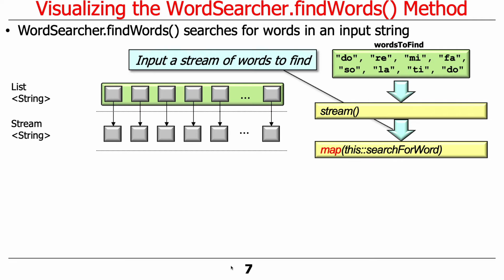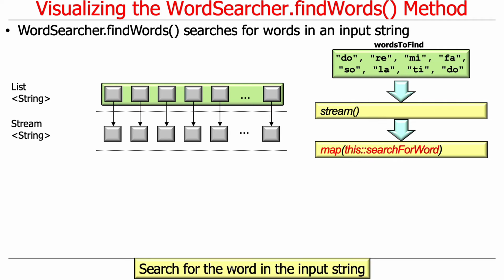Next, we're going to use the map method. And map is a very common, very important method. We'll talk more about map here in a minute. But map basically says, for every element in the input stream, apply a mapper function, which is called search for words. And what that will do, as the name suggests, is search in the input string to find any word that matches. So we get a stream of words to find, and we're going to search for each word in the input string.